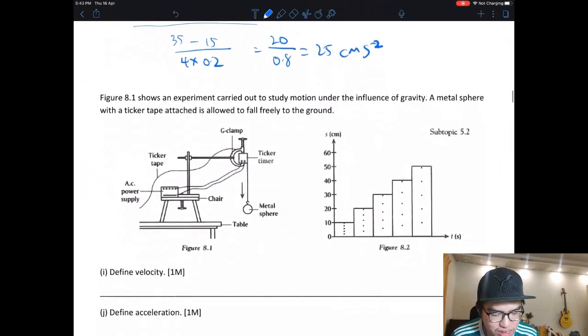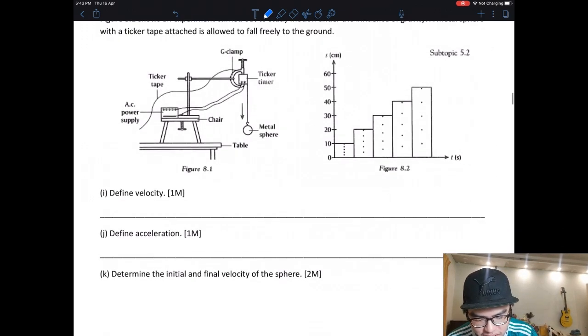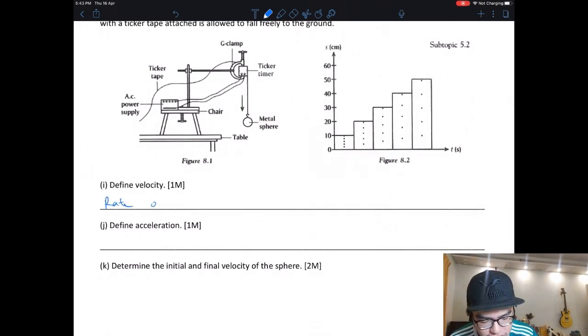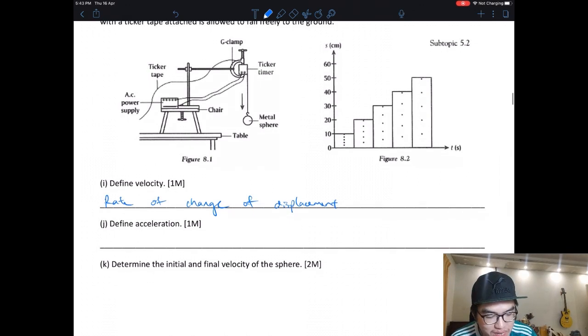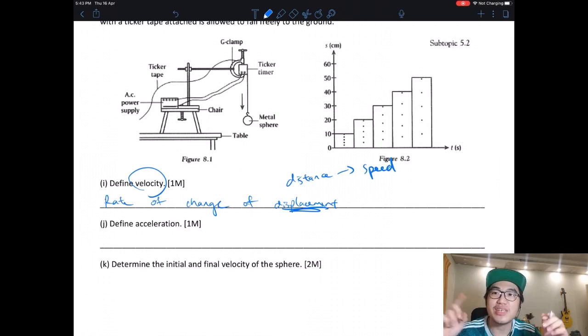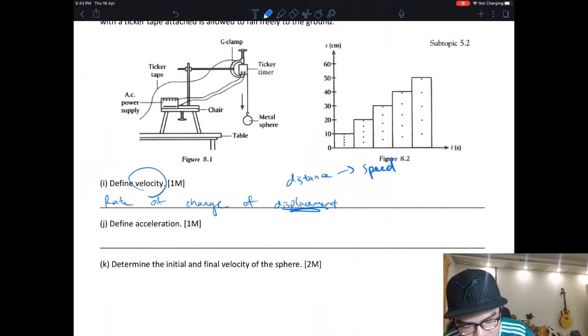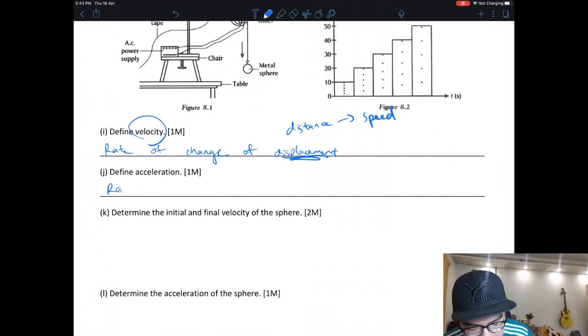Come on. Okay, so again, take a timer. Define velocity. Rate of change of displacement. Or you can say displacement over time. Displacement, not distance, because distance will form speed. Now I want velocity. Remember what's the difference between displacement and distance? Distance is the curvy one. Displacement is straight line. Okay, define acceleration. This is the rate of change of velocity. Or you can say velocity over time.